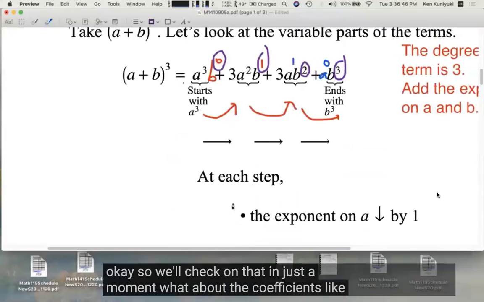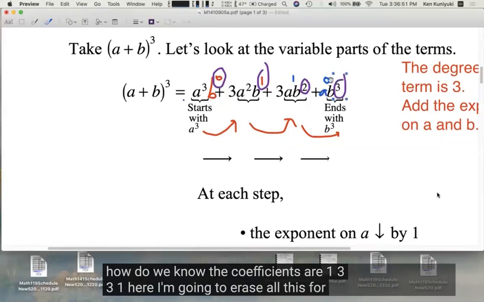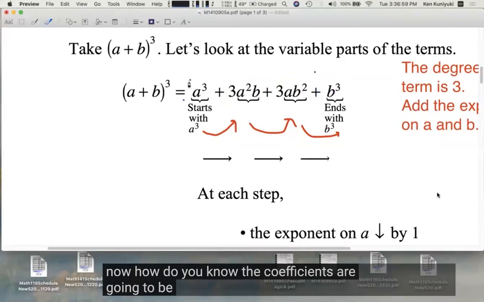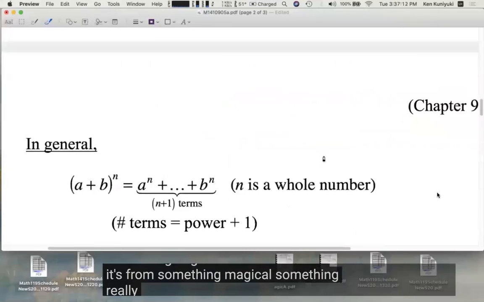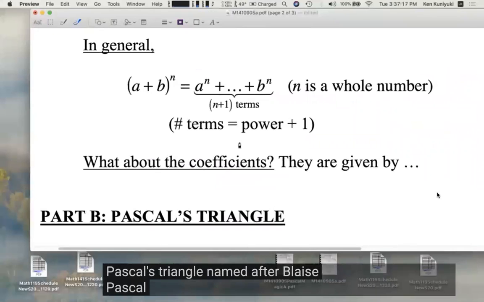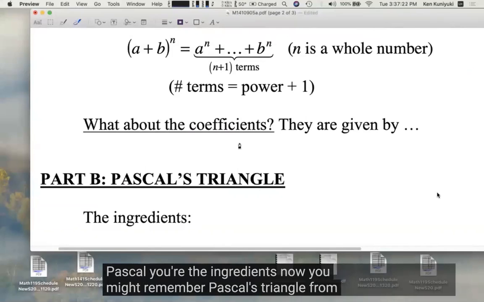What about the coefficients? Like, how do we know the coefficients are 1, 3, 3, 1 here? I'm going to erase all this for now. How do we know these are going to be the coefficients? It's from something magical, something really amazing in math. They're given by Pascal's triangle, named after Blaise Pascal. Here are the ingredients. Now, you might remember Pascal's triangle from your old algebra days.